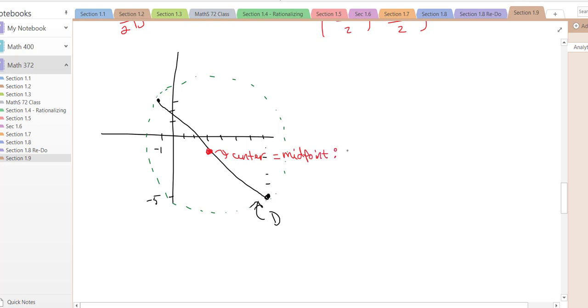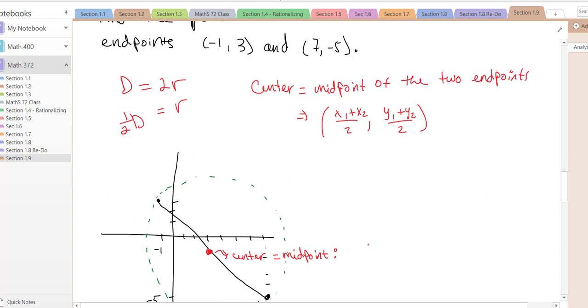So let's find it. So the midpoint, like we said, is the average of the two endpoints. So let me scroll up so I can see my endpoints. And so I'm going to have the x's first. So -1 plus 7 divided by 2, and 3 plus -5 divided by 2, which becomes 6 divided by 2 is 3, and 3 plus -5 is -2 divided by 2, that's -1. And does this seem reasonable? Always ask yourself, does something seem reasonable?